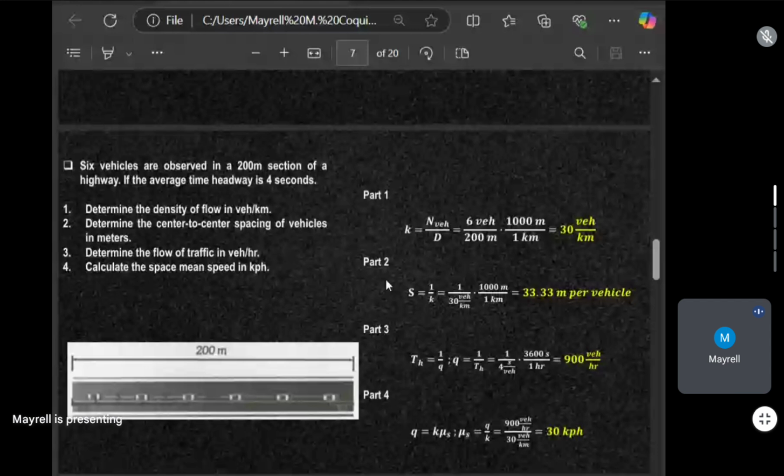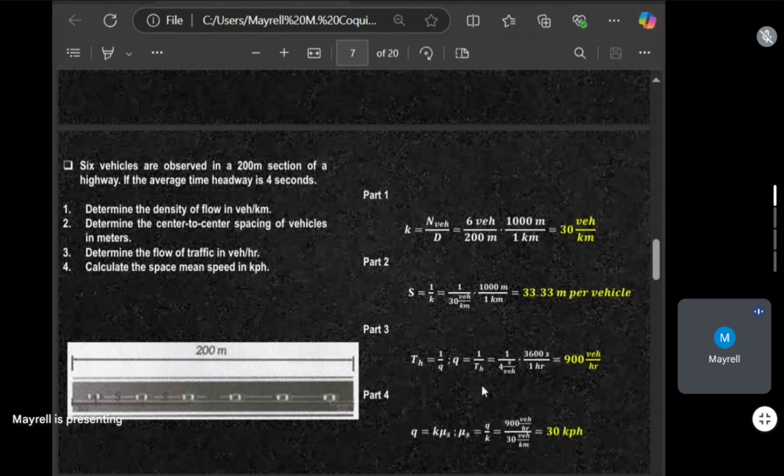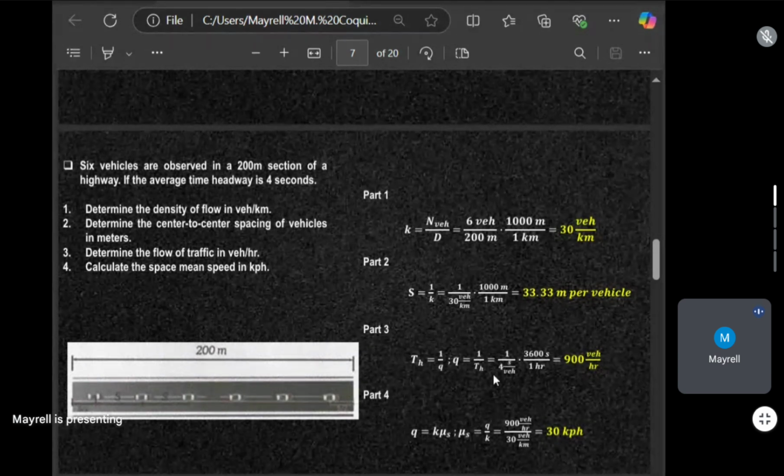And part 2, the center to center spacing S is equal to 1 over K. So it's equal to 1 over 30 vehicles per kilometer times 1,000 meters over 1 kilometer. So you have 33.33 meters per vehicle. Part 3, the flow Q is 1 over the time headway TH. So equals 1 over 4 seconds per vehicle, times 3,600 seconds over 1 hour. So you have 900 vehicles per hour.